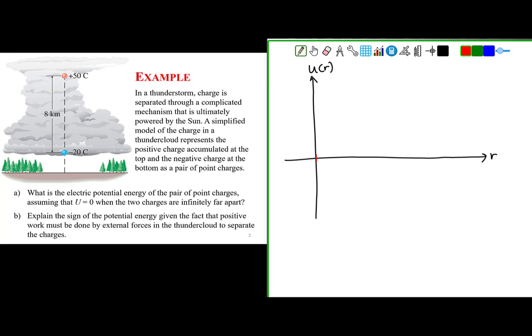I'll place right at the origin here, just for qualitative reasons, our charge Q1, and I'll place our negative charge out here somewhere. So we could kind of imagine how charge Q2 is separated from Q1. So again, we had the potential energy at 8 kilometers was negative 1 billion joules, but we've just established that the change of potential energy must be positive.